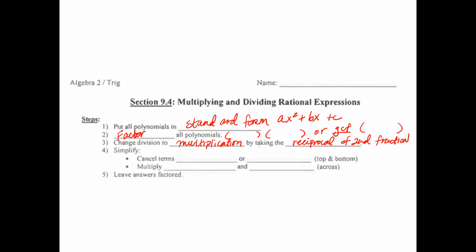Step 4, cancel the terms that appear in both the numerator and denominator. Step 5, multiply the numerators and denominators, and leave the answers in factored form. And that is your steps. I know those are really wordy, and you're like, what does that mean exactly? I'm going to show you guys examples so it makes sense in a few minutes.